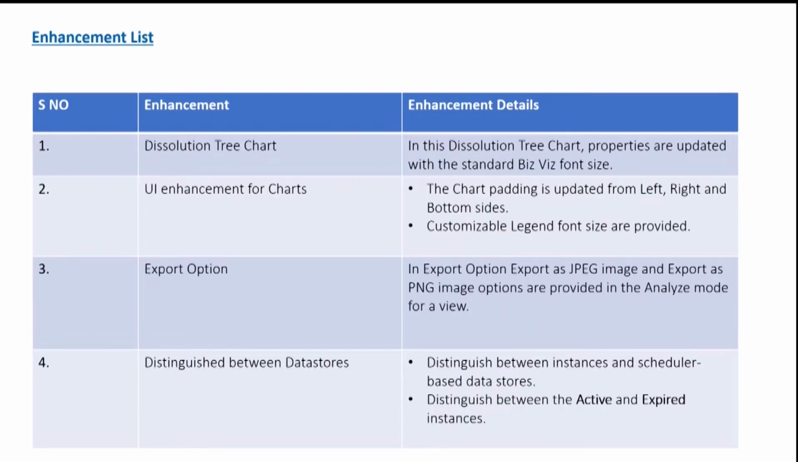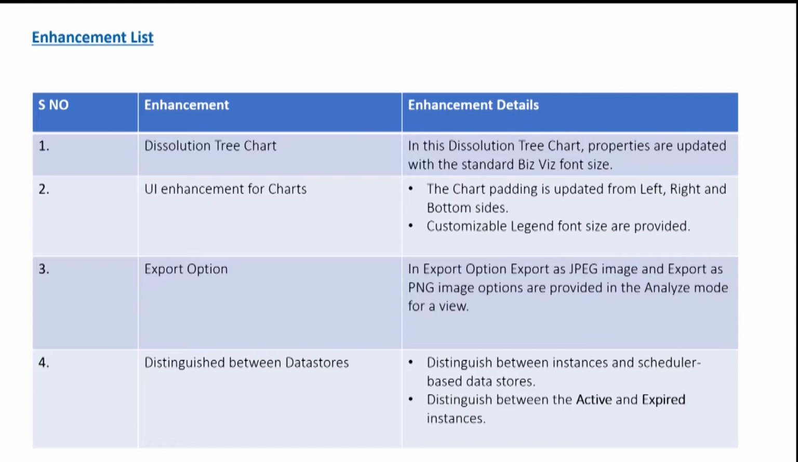So now we have the enhancement list which we have done in the 7.6 release. The first enhancement is the dissolution tree chart. In this chart, properties are updated with the standard BizWiz font size. The second enhancement is UI enhancement for charts. The chart padding is updated from left, right, and bottom sides, and customizable legend font sizes are provided.